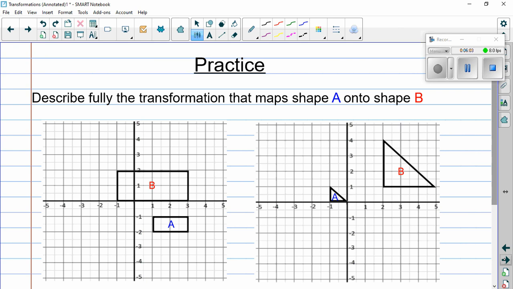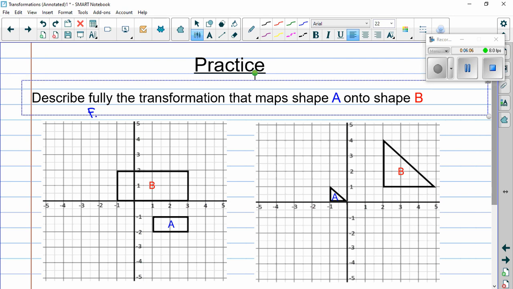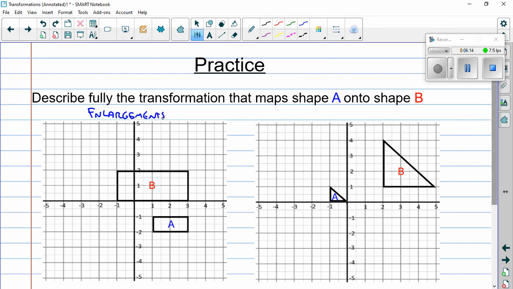So first thing we can write down for both of them, just to save ourselves some time after, that they are enlargements, right? So should be an E on the front there. So enlargements. So it's an enlargement in each. Now let's work with the next easiest thing, which is scale factor. So that one's 4 and that's 2. So we can just do 4 divided by 2. So we know that our scale factor is 2 for our first one.